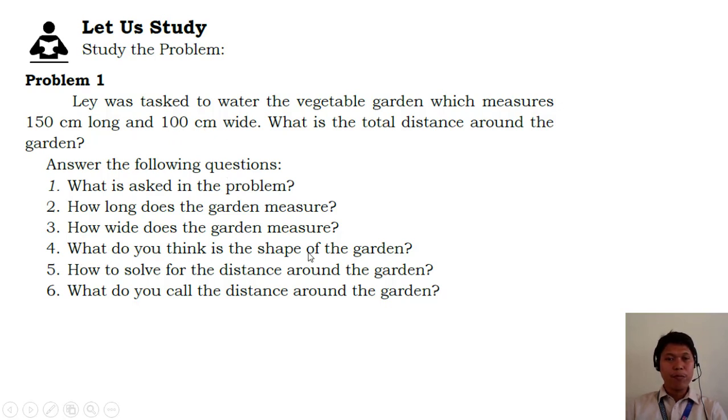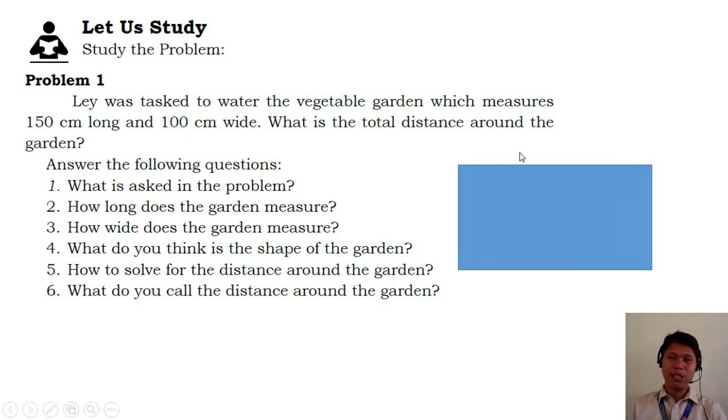What do you think is the shape of the gardens? If you're going to visualize it, it is 150 cm by 100 cm. Since the sides are not equal, it looks like this. It is a rectangle, and the dimensions are this. How are we going to solve for the distance around the garden?